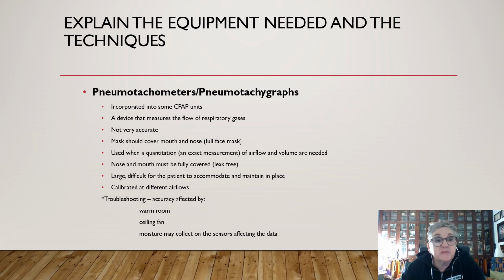Nose and mouth must be fully covered with no leaks, and the mask is large for the patient to accommodate. It's difficult for the patient to accommodate and maintain in place, and it can be calibrated at different airflows. When troubleshooting, accuracy is affected by a warm room or ceiling fan, and moisture may collect in the sensors, affecting the data.